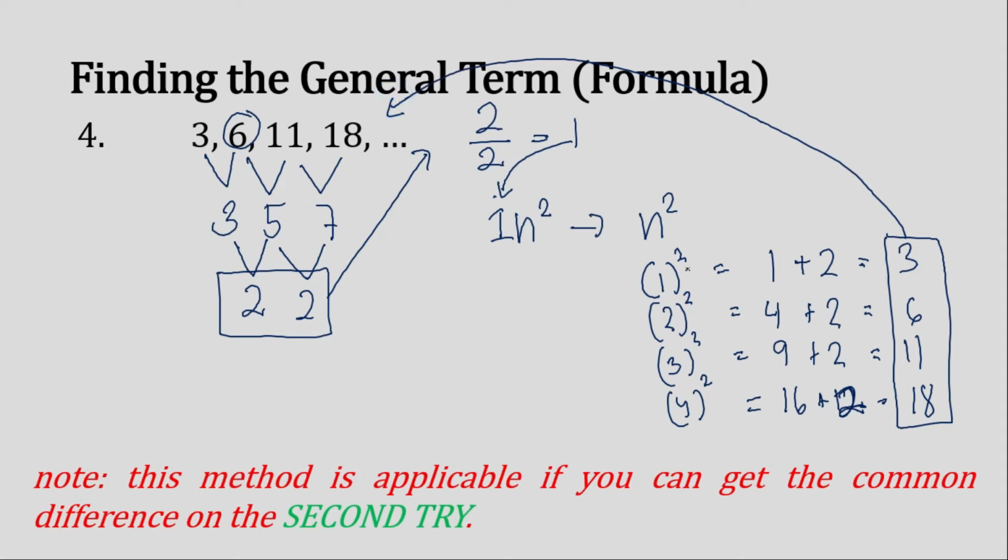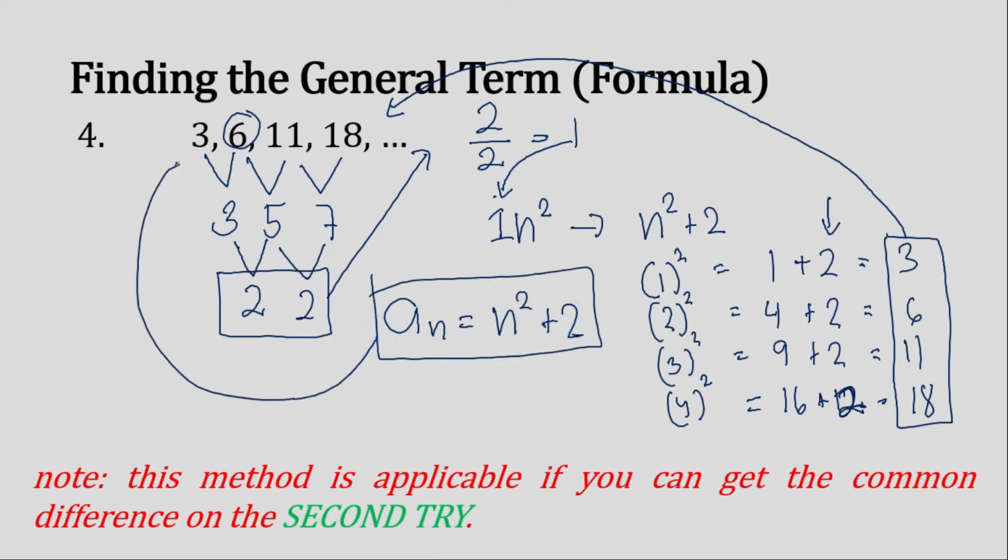So our formula now is we put a constant 2 to the first formula. So that is n squared plus 2. So what we're going to do is to write the formula now. So a sub n is equal to n squared plus 2. This is now the general formula for this sequence. So hopefully you could follow the instruction. Again, another example.